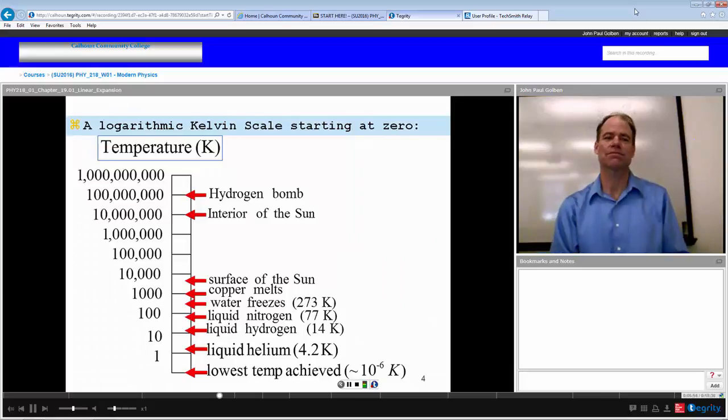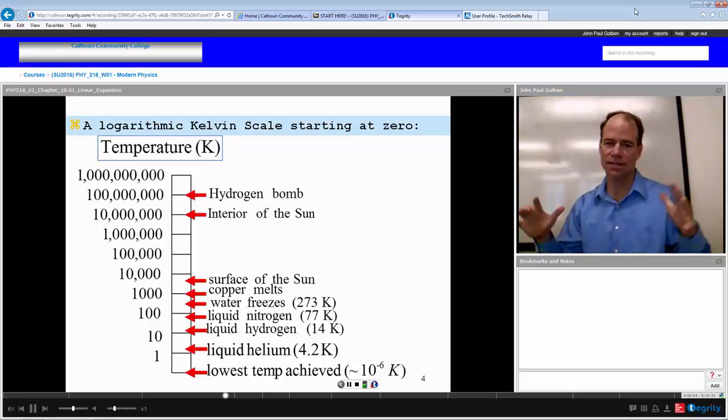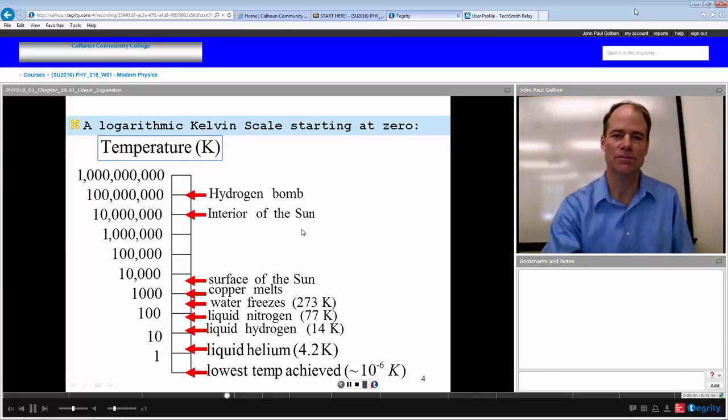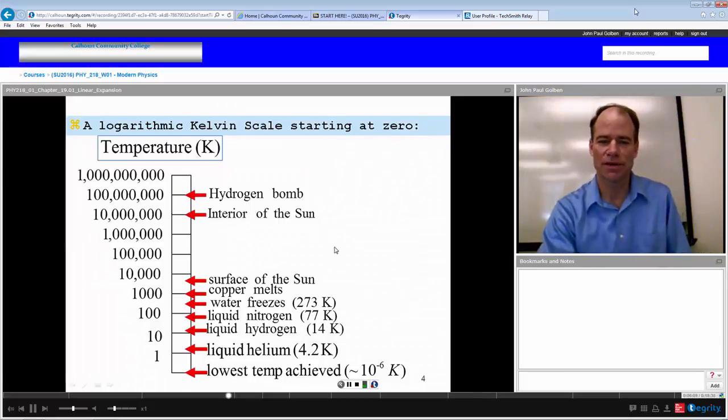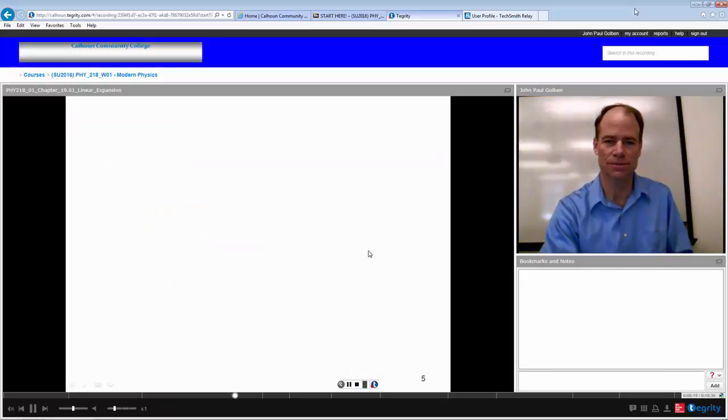Hydrogen bomb, somewhere on the order of 100 million degrees Kelvin. So it can recreate the conditions of the interior of the sun at the center of a hydrogen bomb. Hopefully we never have to experience that. But it tells you the challenges of trying to use fusion as a method of energy production.